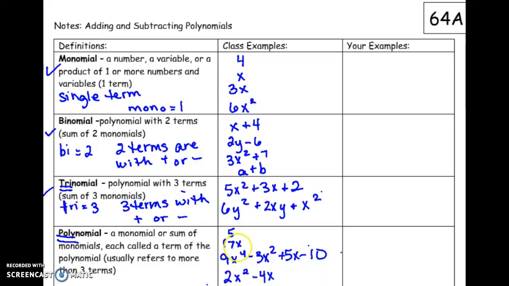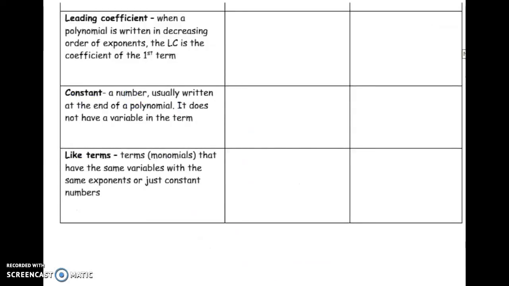We get into a more specific breakdown when we call it a trinomial if there's 3, a binomial if there's 2, or a monomial if there's 1, but they're all known as polynomials. When the polynomial is written in decreasing order of exponents, like I showed you in the first example, the leading coefficient is the coefficient of the first term. If I had a polynomial written as 4x to the third plus 2x minus 7, the leading coefficient in this case would be equal to 4. So it's the coefficient of the very first term when it's written with the highest exponent.